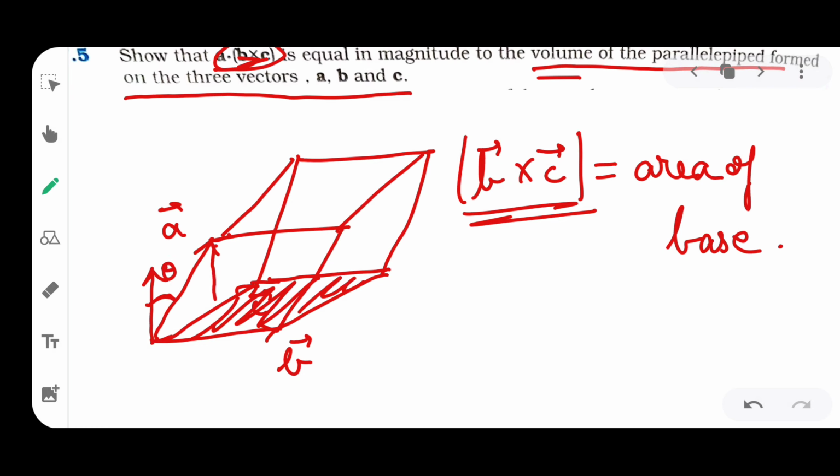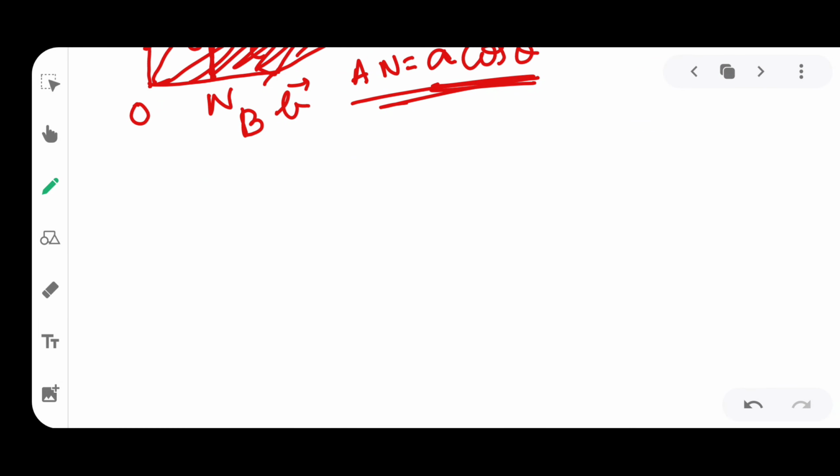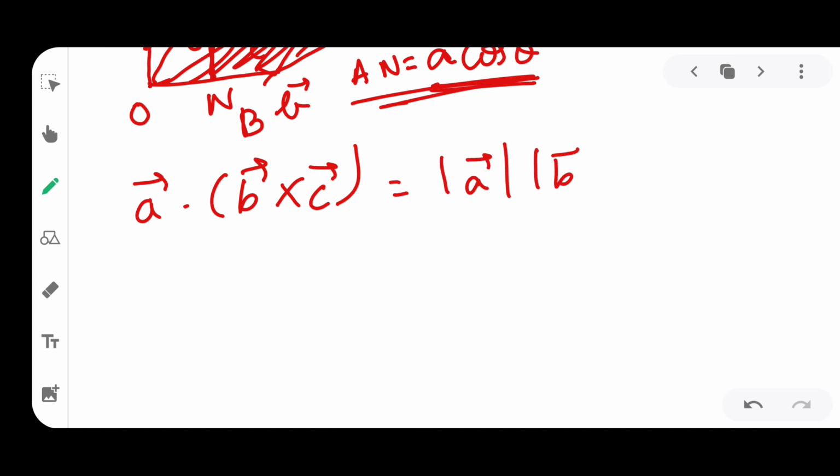If I drop a perpendicular from point A, let this be point A, let this be O, let this point be B, and this is C, then this height will be equal to A cos theta. If this is theta, this height I can mark as N, so AN is equal to A cos theta. Why have we found this? When we do the derivation A vector dot B vector cross C vector, we will get the modulus of A vector, modulus of B vector cross C vector, into cos theta.